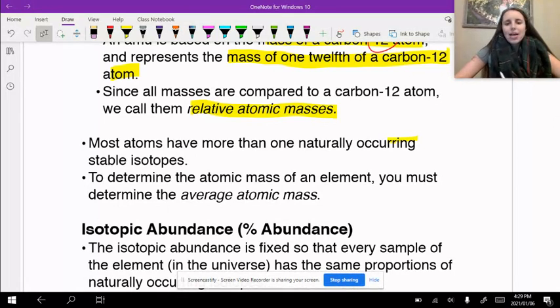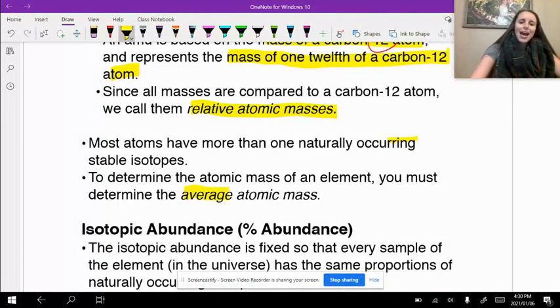Most atoms actually have more than one naturally occurring stable isotope. Most atoms that we're going to look at might have 2 or 3 or 4 different isotopes. That means 2 or 3 or 4 versions of itself, just with different numbers of neutrons. So the issue here is we've got 2 or 3 or 4 versions of the same element with different weights. In order to figure out how much that element weighs, we determine the average atomic mass. So when you're looking at the mass on the periodic table, you're looking at the average atomic mass, the average of the isotopes that exist.